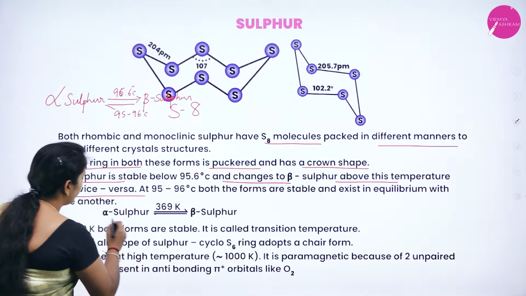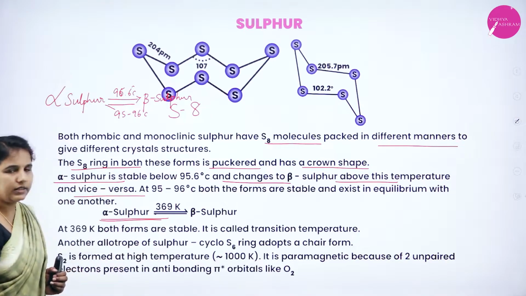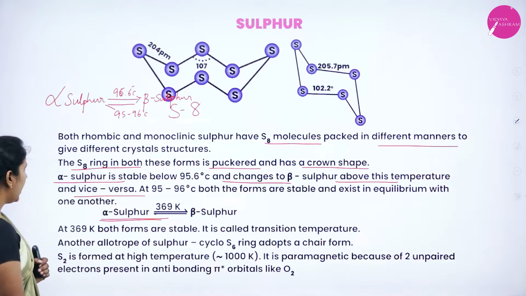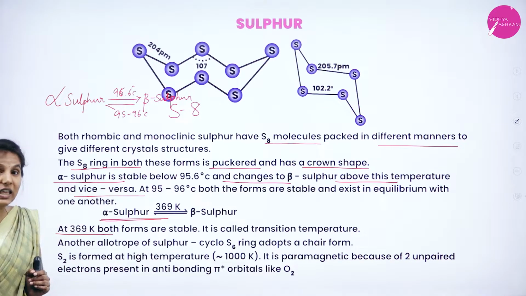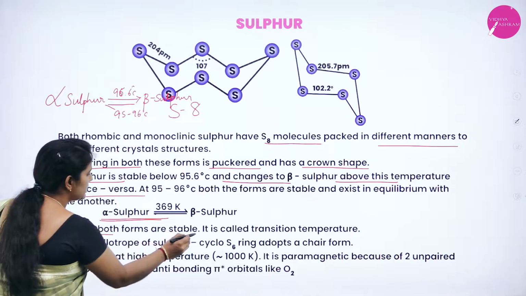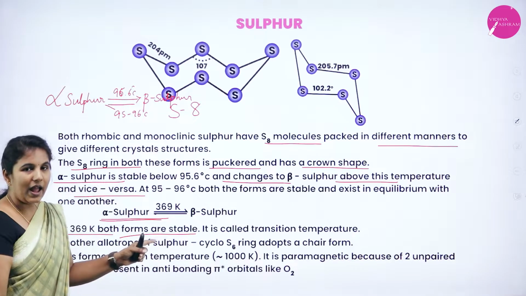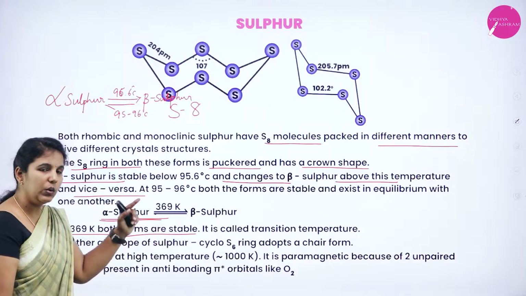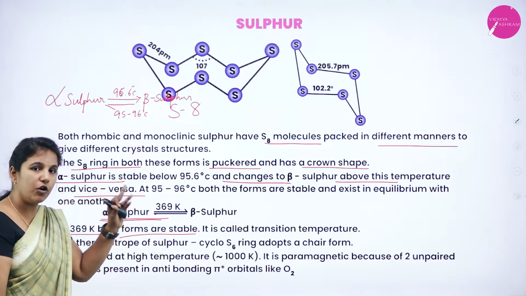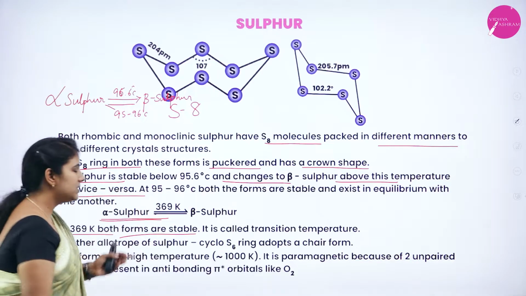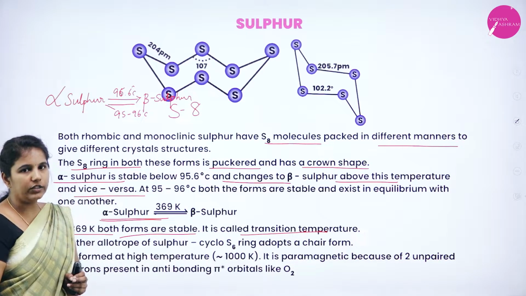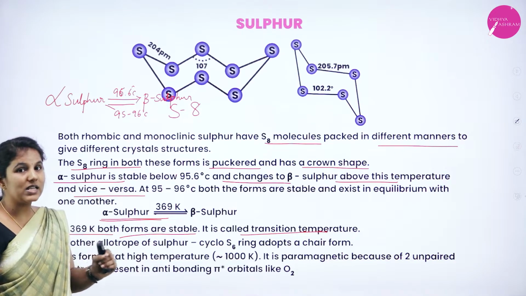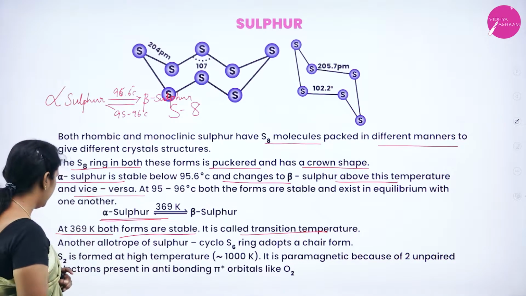Okay, and you can see this reaction in this manner also. At 369 Kelvin, it forms a stable structure, and at this temperature both alpha and beta forms become stable, hence it is known as the transition temperature. What do we call that temperature? We call it the transition temperature.